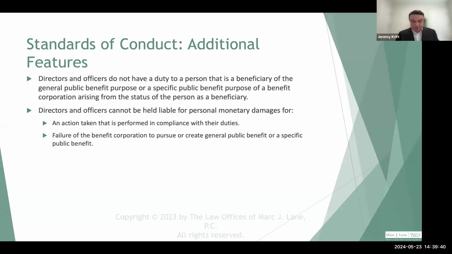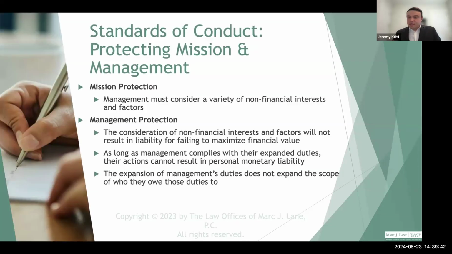So as I'm sure you're starting to understand, the key theme here is that these director and officer standards of conduct protect mission. Management now has expanded fiduciary duties where they must consider a variety of non-financial interests and factors. But at the same time, it also protects management, because the consideration of these non-financial interests and factors won't result in liability for failing to maximize financial value.